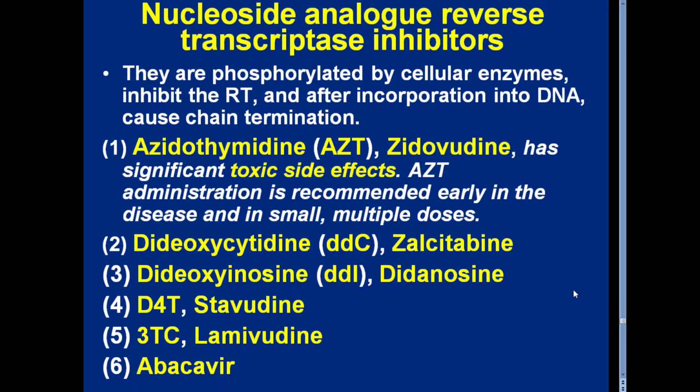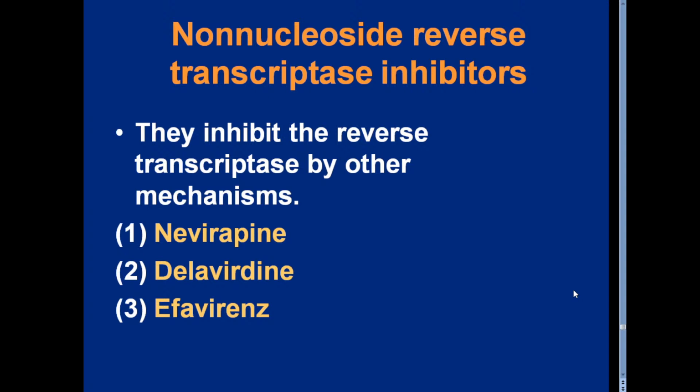The more famous are zidothymidine, zidovudine, now dideoxycytidine, zalcitabine, etc. They have different commercial names. Next group, non-nucleoside reverse transcriptase inhibitors. They inhibit reverse transcription by other mechanisms, usually by binding with the active center of the enzyme. Examples: nevirapine, delavirdine, efavirenz.